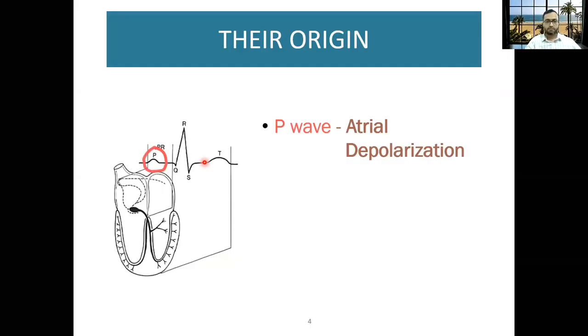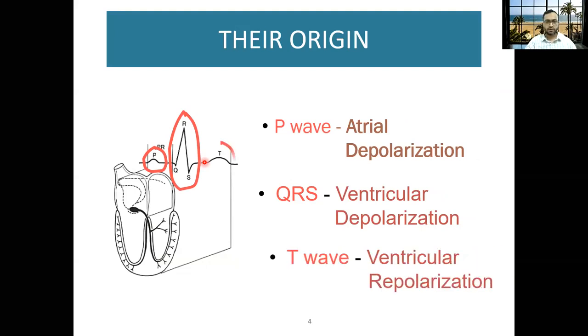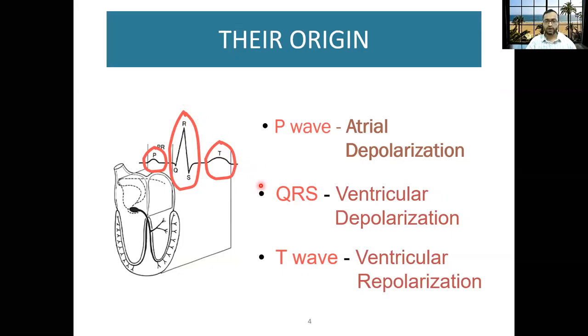So we get the P wave, which is atrial depolarization, the QRS complex, which is ventricular depolarization, and the T wave, which is ventricular repolarization. Sometimes you also get the U wave, but that is actually the delayed repolarization of papillary muscles. Most of the time you will not find the U wave, and the T wave covers the whole of the repolarization taking place in the ventricle. So these are the basic waves we see in the ECG.